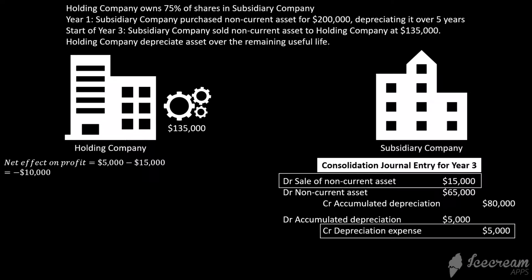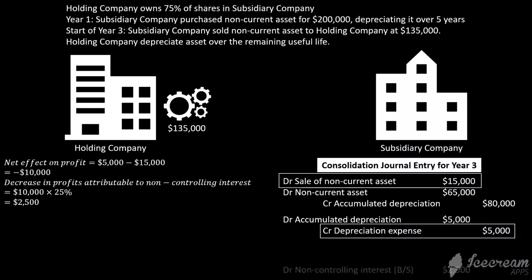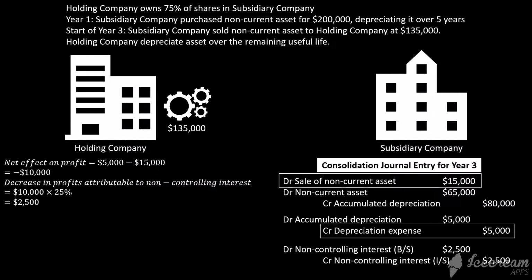The holding company owns 75% of shares in the subsidiary, so the remaining 25% goes to the non-controlling interest. The decrease in profits attributable to non-controlling interest is 25% multiplied by $10,000, giving us $2,500. The consolidation journal entry to recognize the decrease in profits attributable to non-controlling interest is debit non-controlling interest, balance sheet, and credit non-controlling interest, income statement, by $2,500.